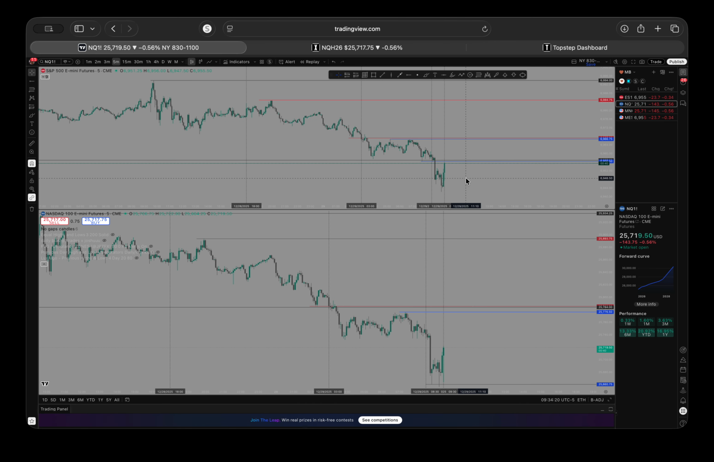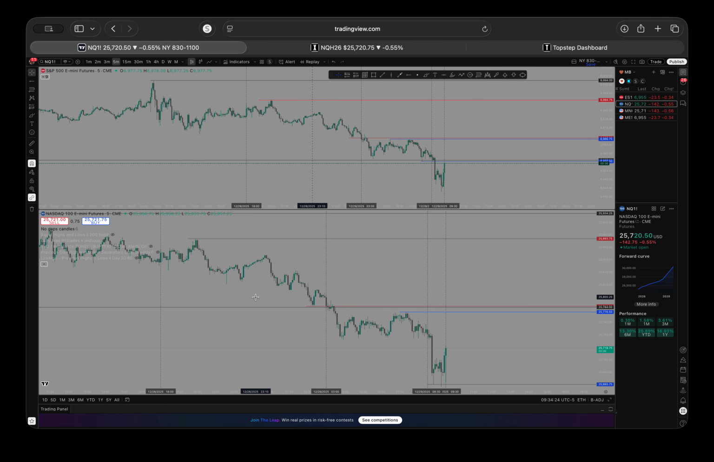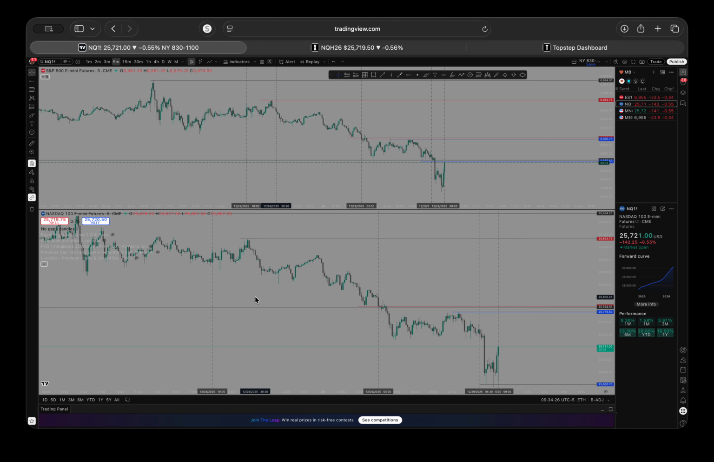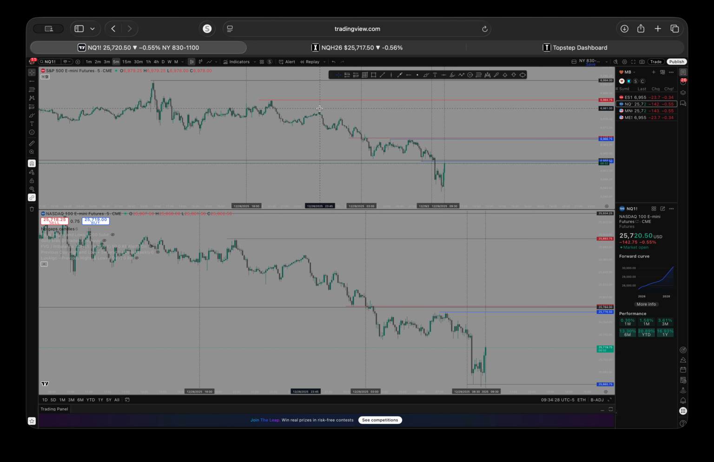So on the 5-minute, this Asian session here, it's clear. Asian session did what it did. In the London session, price took out Asian low in both ES and NQ. However, in the NQ, I saw that price took out this previous day low, this black line. But in the ES, it did not take it out in the London.